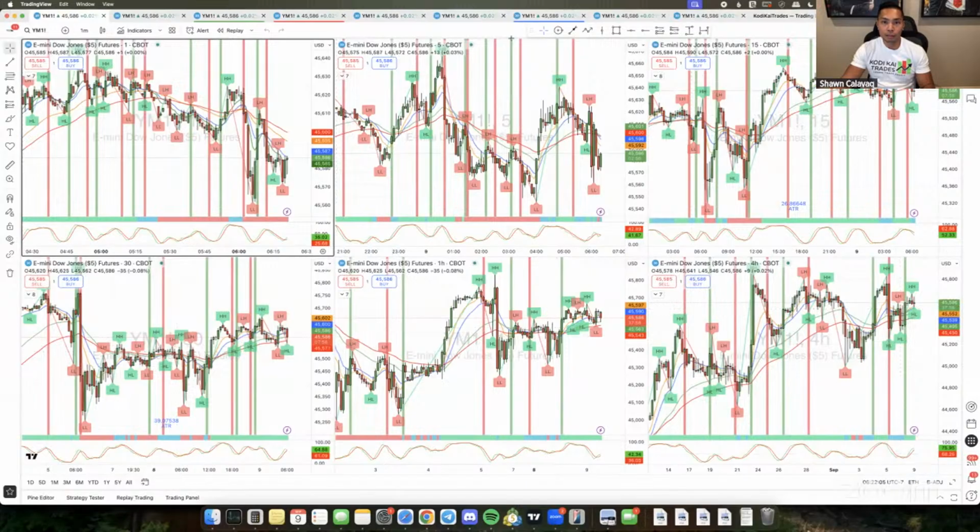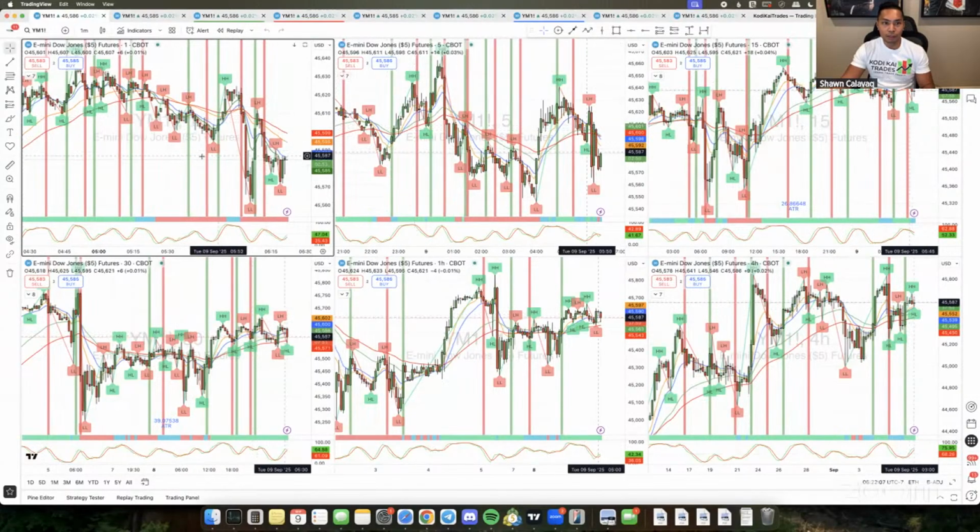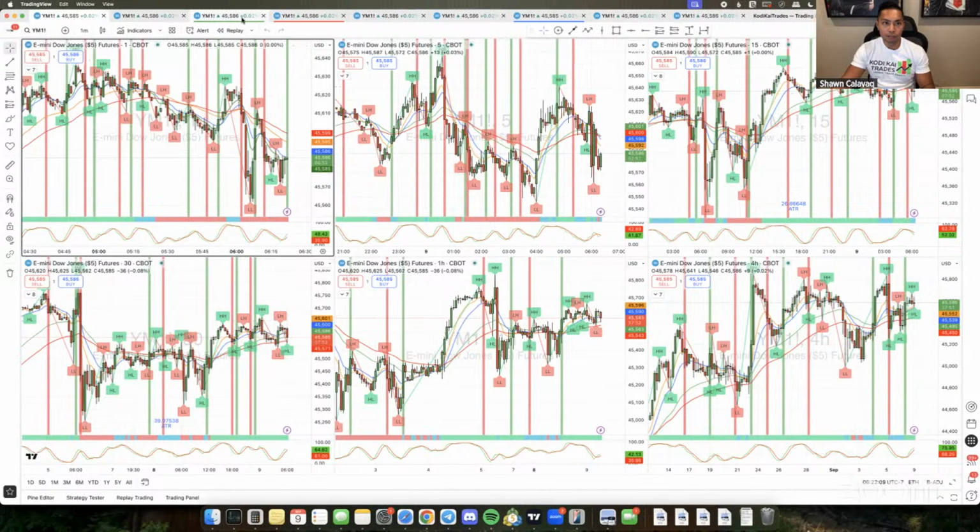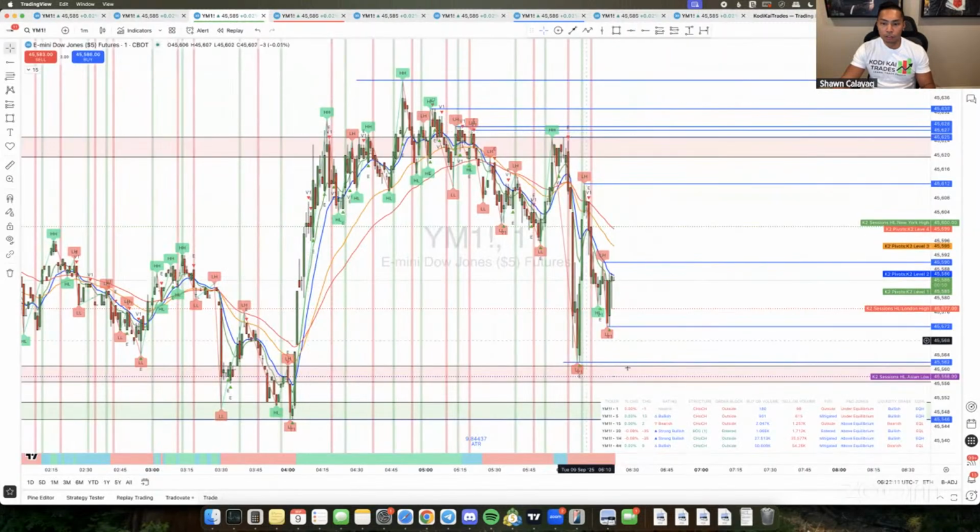So with that being said, I mean, this can easily shift back up, right? This can be a temporary shift to the downside and a shift right back up. So market structure is bullish. Overall trend is bullish on the higher time frames. It is bearish neutral on the lower time frames.